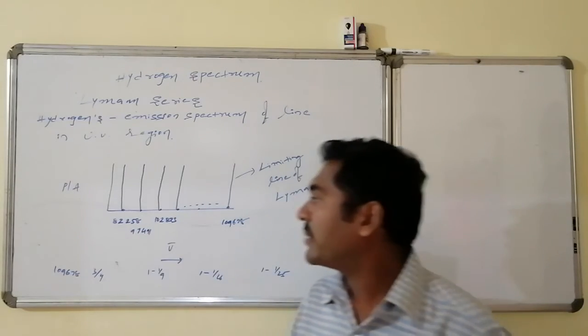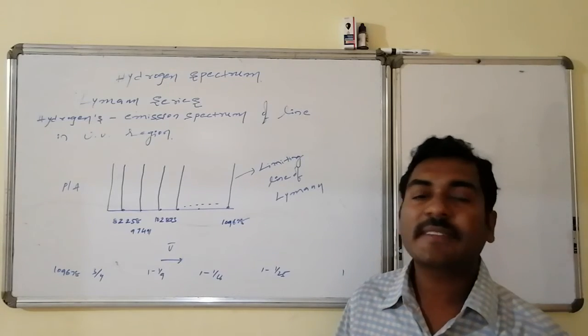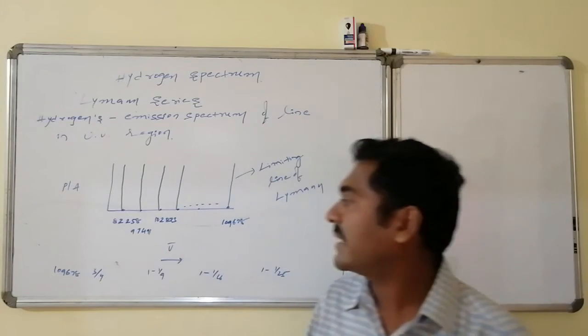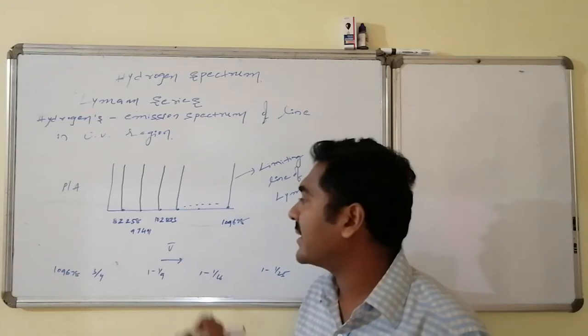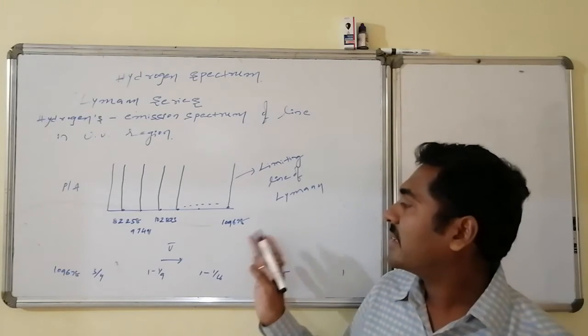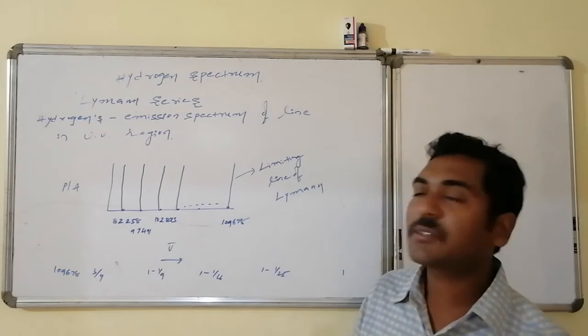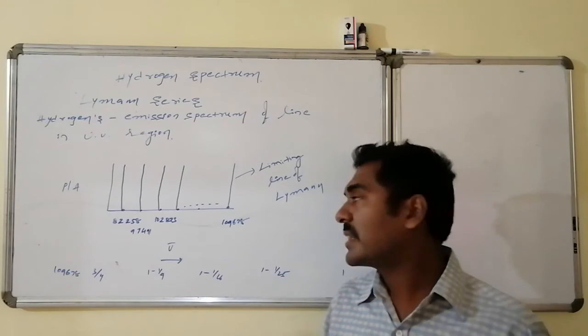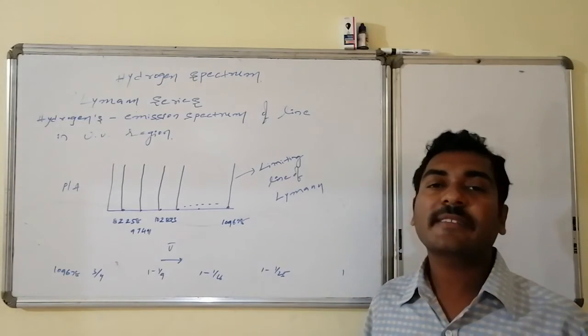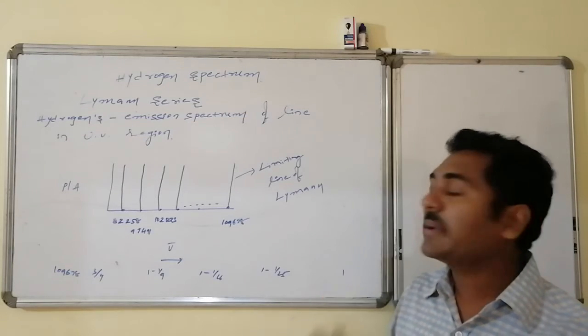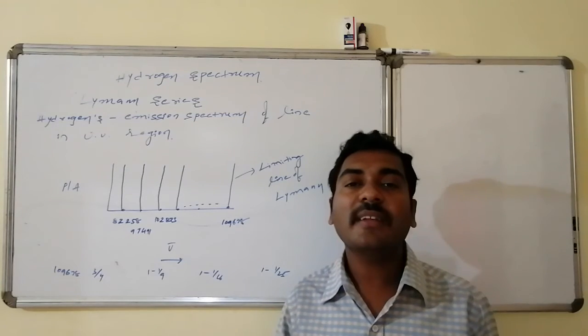The first line wave number is found to be 82,258 centimeter inverse, the second line is 97,491, the third line is 102,823, and the last line is 109,678 centimeter inverse. This series is said to be the Lyman series, and the last line, 109,678, is said to be the limiting line of the Lyman series or the Lyman spectrum.